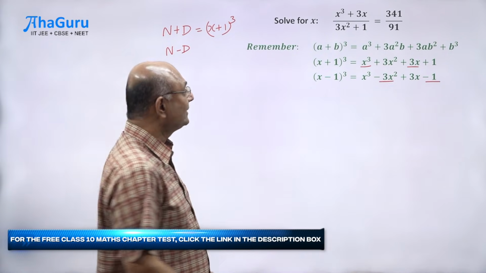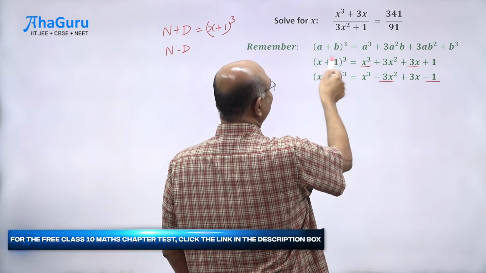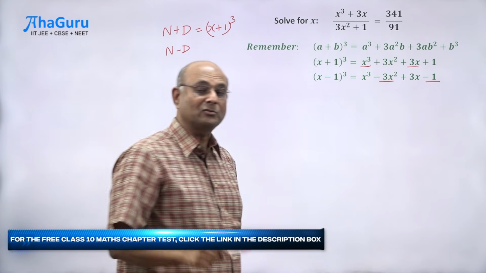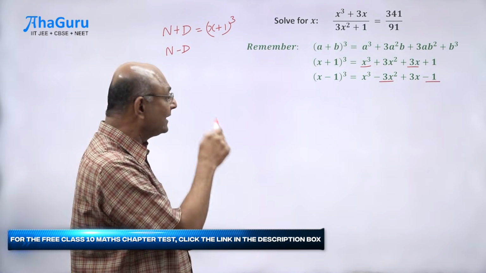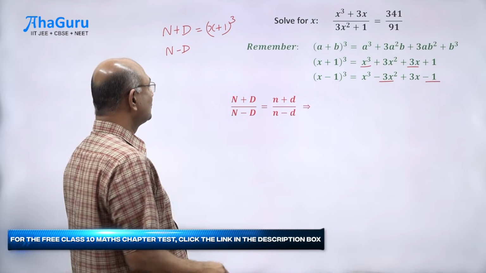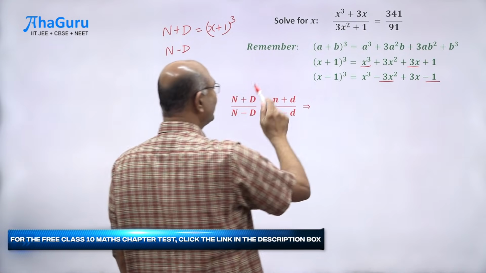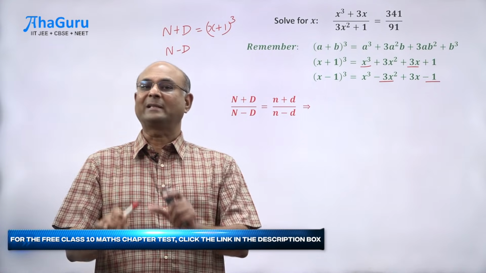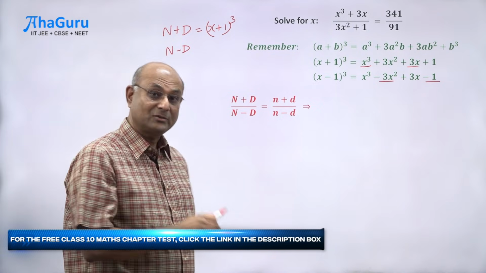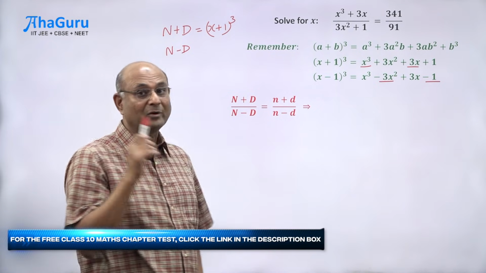So very good. If I did numerator plus denominator, I get a nice expression. Numerator minus denominator is also a nice expression, and therefore clearly you must use componendo dividendo here. So numerator plus denominator by numerator minus denominator on the left side must be equal to numerator plus denominator by numerator minus denominator on the right side. So say it like that, and then you will remember it very easily.